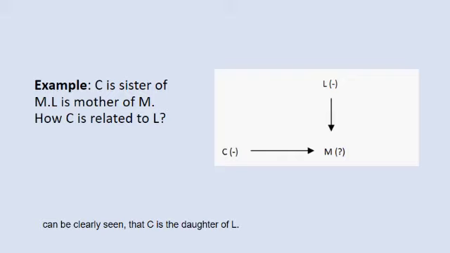So let's see an example of vertical relations. C is a sister of M, L is the mother of M. So how is C related to L? From this figure you can see C is the sister of M. So C, because it's a sister, is denoted with a negative sign. L is the mother of M. So L is also, because she is a mother, female, denoted with a negative sign. If C is the sister of M and L is the mother of M, then definitely L is the mother of C also, or C is the daughter of L. So it can be clearly seen that C is the daughter of L.